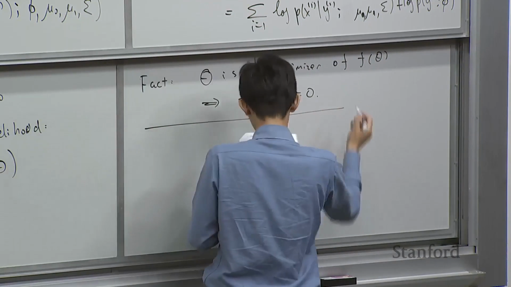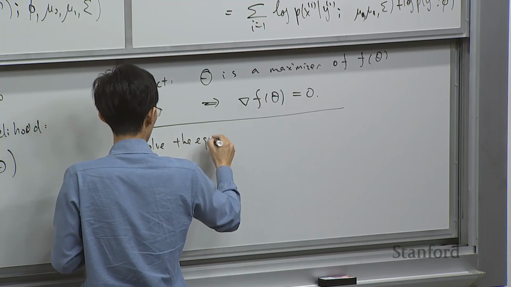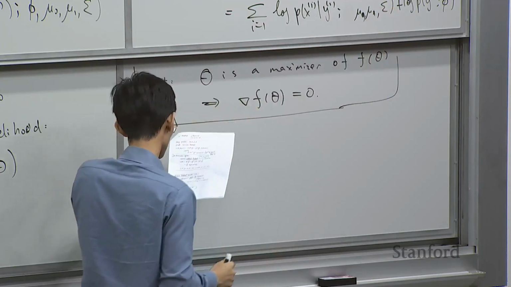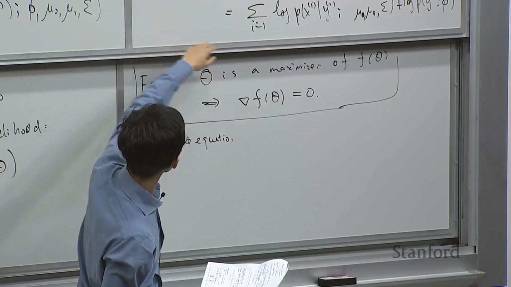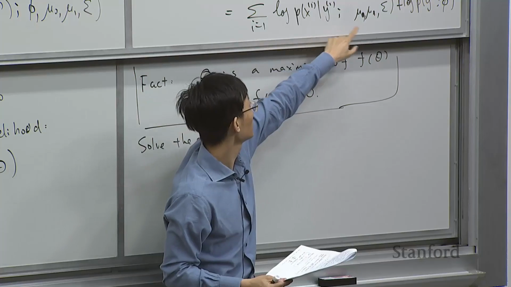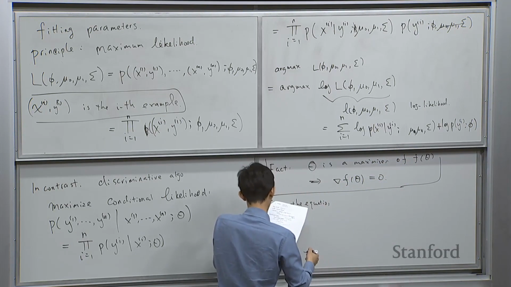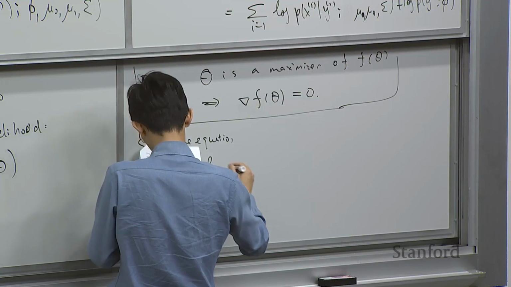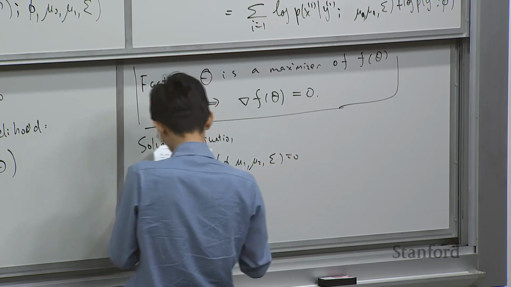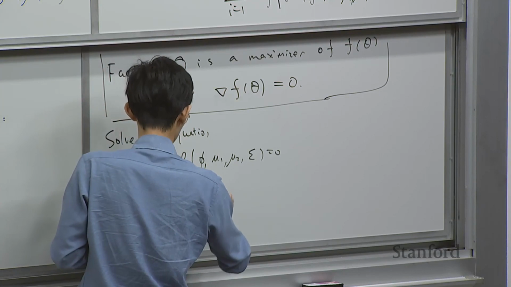Because you have this, you can try to solve the equation. Going back from this small abstract fact to our case, you say the gradient of the loss with respect to all the parameters should be 0. With respect to phi, mu1, mu2, and sigma, it should all be 0. So you just have to say the gradient is 0, and this really just means that the partial derivative with respect to each of the parameters is 0.